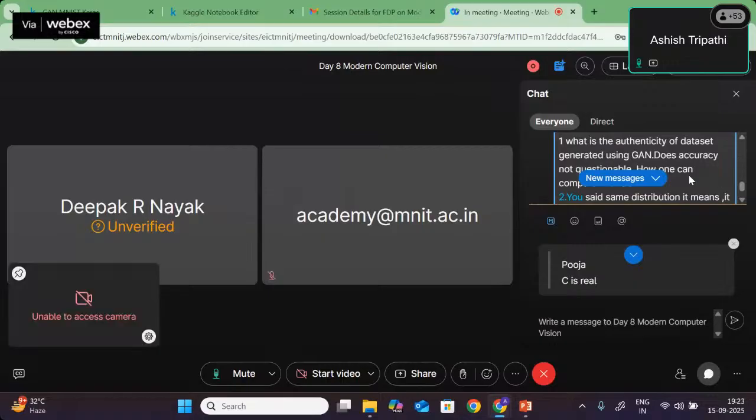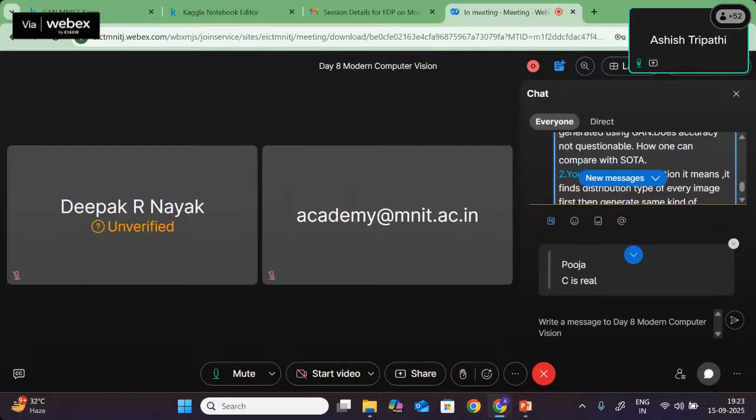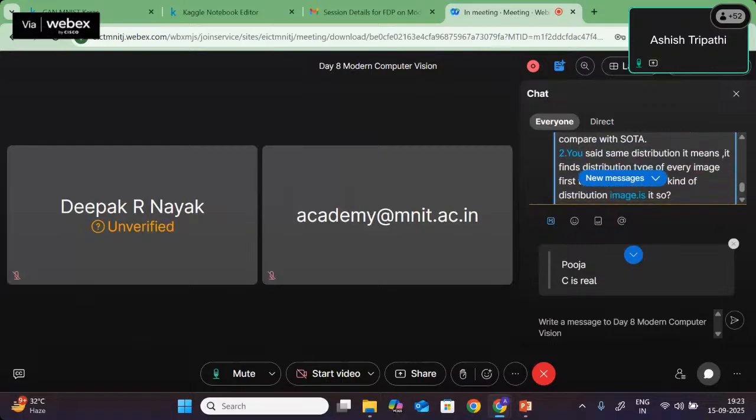And if I talk about the comparison, the answer is the same. There are some scores like FID and other similar scores which check the similarity between the probability distribution of the real as well as generated images, that you can compare for checking the performance of the GAN models.